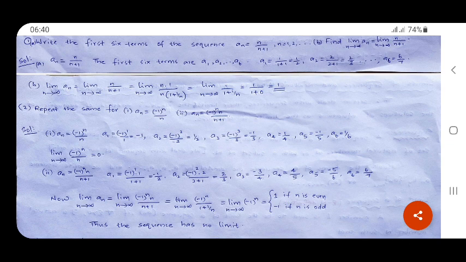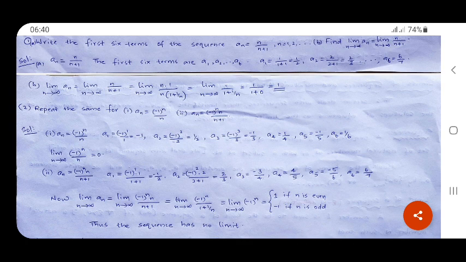For the second one, again we have found a1 to a6, and if you choose the limit as n tends to infinity, then it is limit n tends to infinity minus 1 raised to n divided by n plus 1. Again it is minus 1 raised to n divided by 1 plus 1 by n, and as n tends to infinity, you take the highest degree terms on the numerator and denominator outside. So it is limit n tends to infinity minus 1 raised to n.